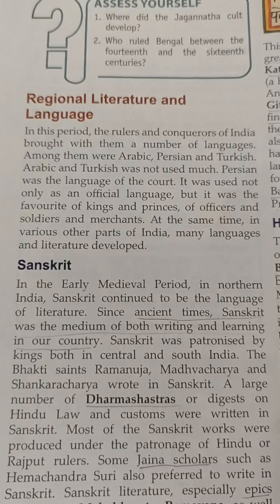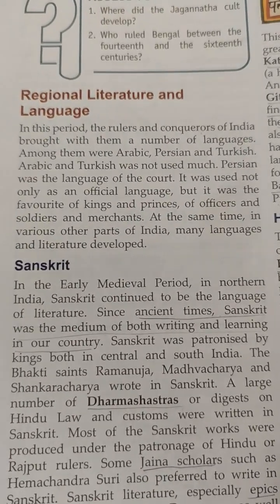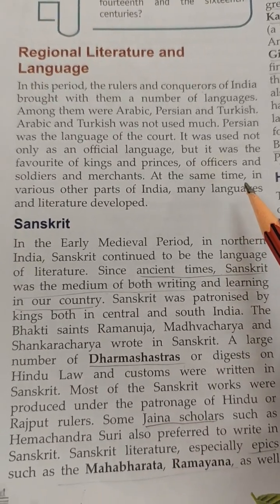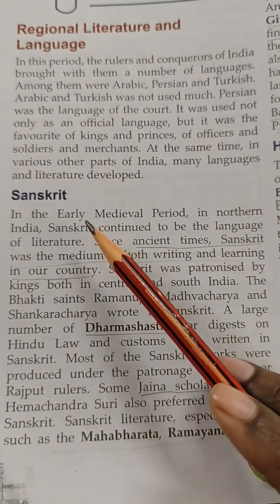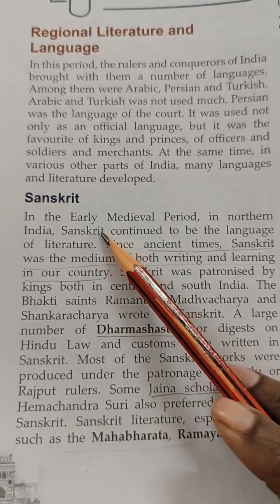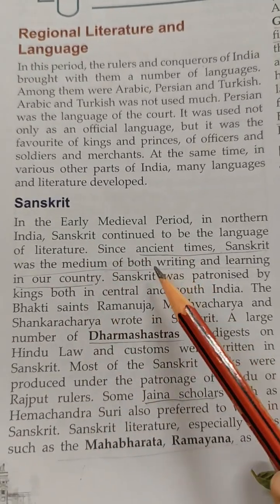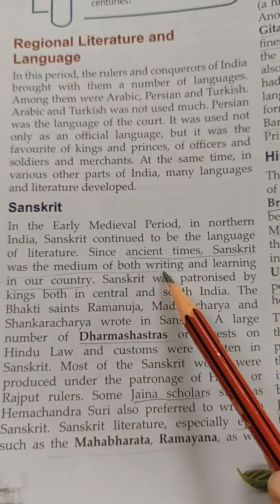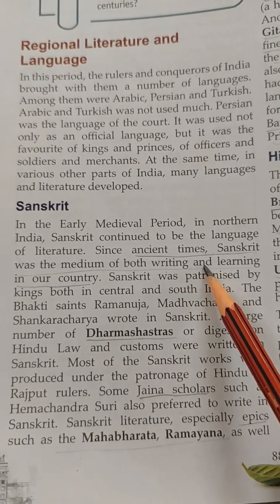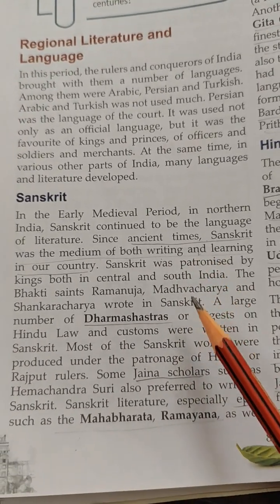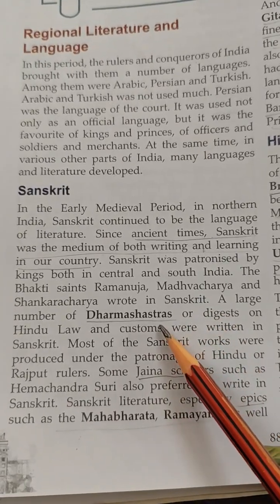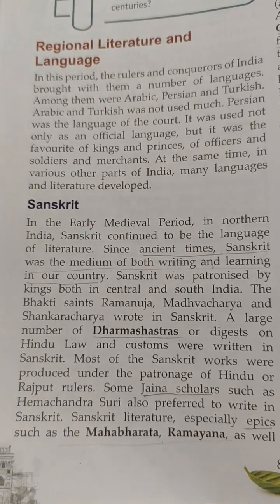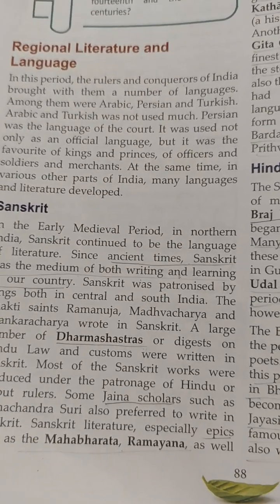Now coming to the regional literature and languages. Here you will learn about the different languages and the literature written in those languages. The very first is Sanskrit, which developed during ancient times. It was a medium of both writing and learning in our country since ancient times. Texts were written in Sanskrit, and people used to learn how to read and write Sanskrit at that time. Most of the works were written in Sanskrit, like the Dharmashastra. The epics Mahabharata and Ramayana were also written in it, and the Puranas were all written in the Sanskrit language.